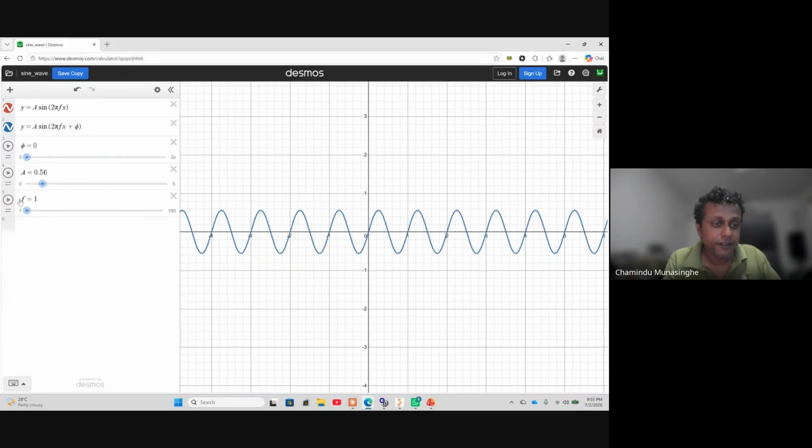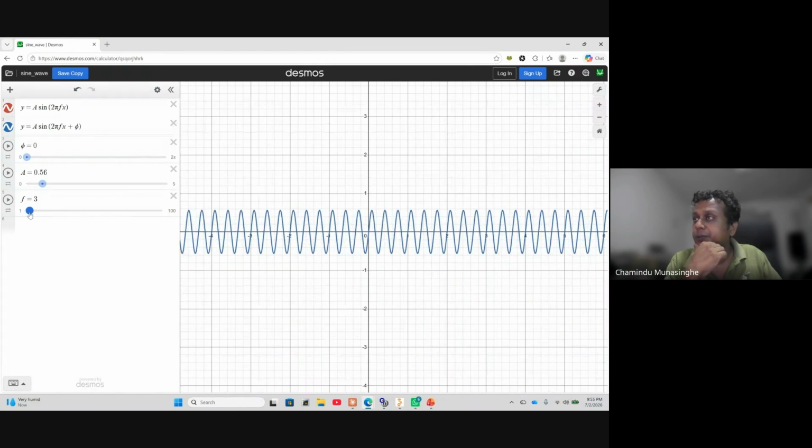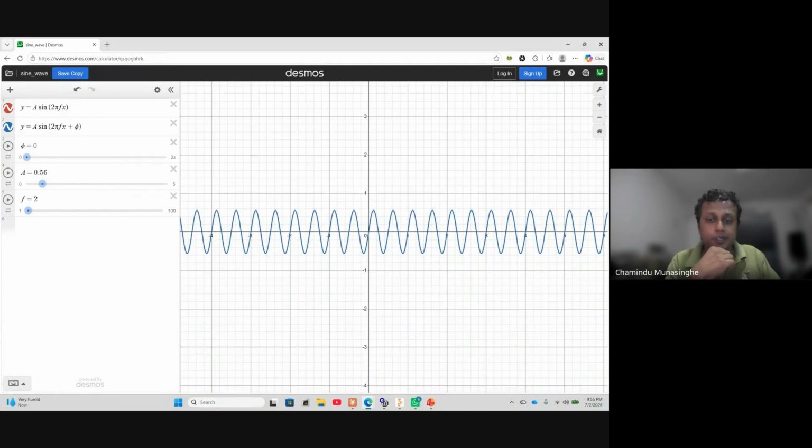So right now, my frequency f is 1. So it takes 1 unit to complete a full cycle, right? Assuming that this axis is time, and that this is in seconds, this waveform is a 1 Hertz waveform. Then let me try to increase this to 2. Okay. So basically now you see within 1 unit of time, 1 second, we have 2 cycles of the wave, right? So now this is a 2 Hertz wave, right?